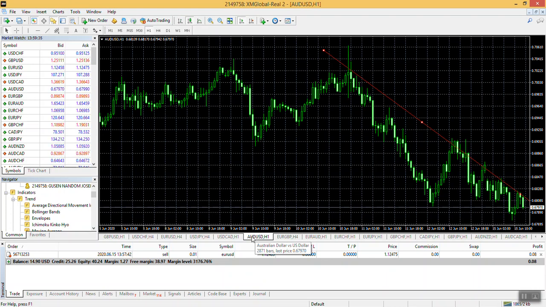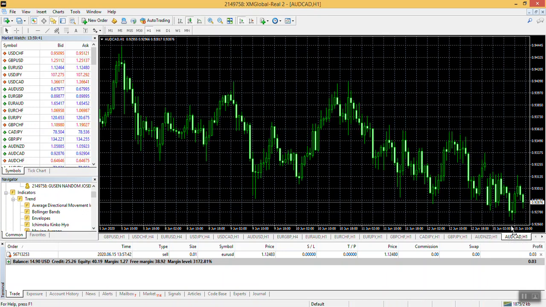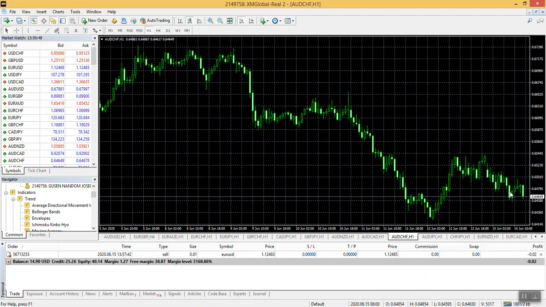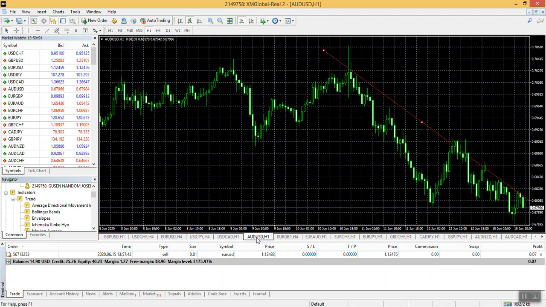Let's check AUD major pairs. This is AUD/NZD. Is it down? Yes. Let's check AUD/CAD. Is it down? Yes. Let's check AUD/CHF. Is it down? Yes. Let's check AUD/JPY. Is it down? Wow. So it means this AUD/USD is a very good market. You see that all AUD major pairs are down.